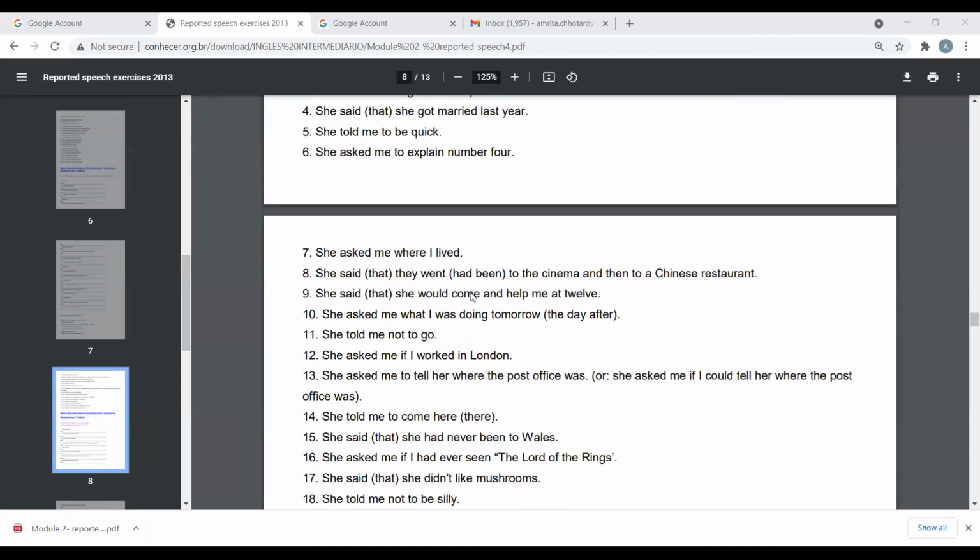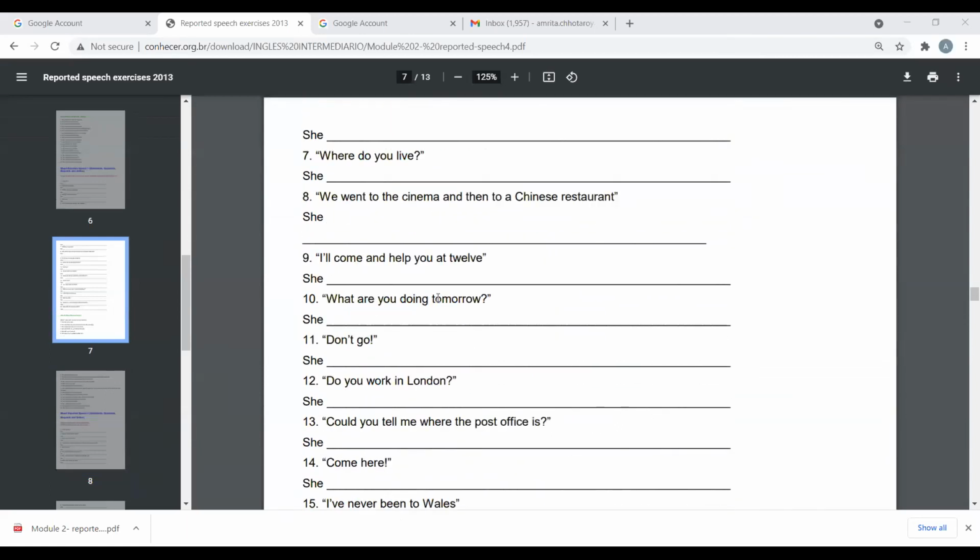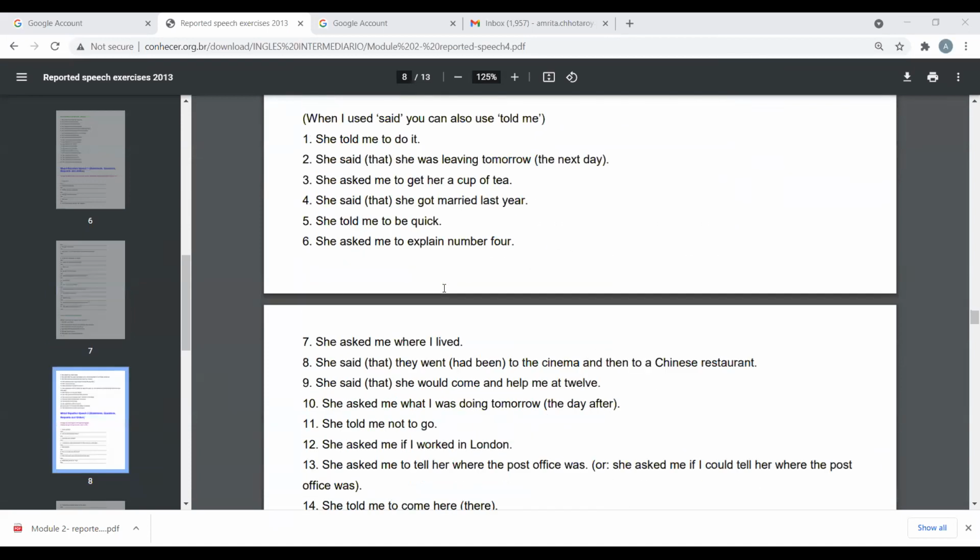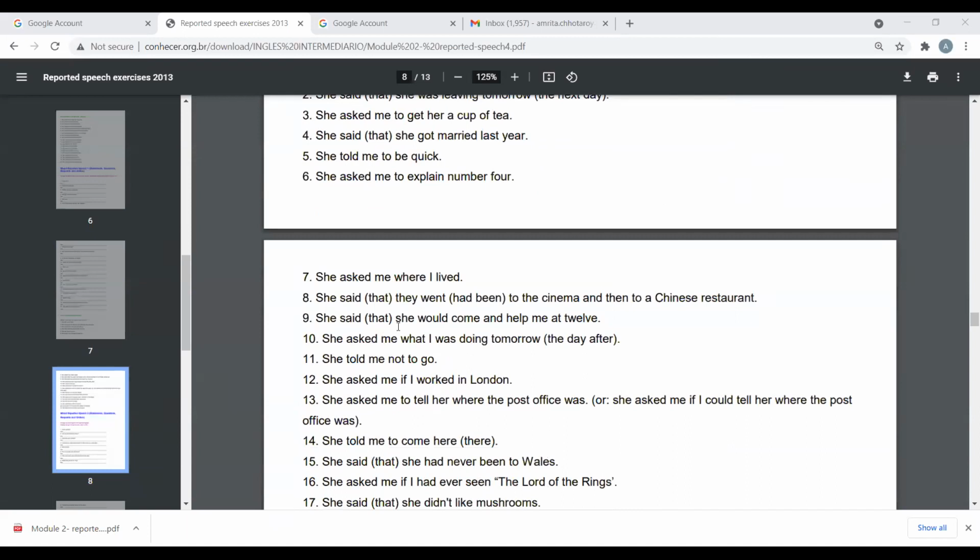Okay, we go to number nine now. Question number nine. I'll come and help you at 12. Okay, yes, Ankita, you can. Number nine answer is, she said that she would come and help me at 12. She said that she would come and help me at 12.